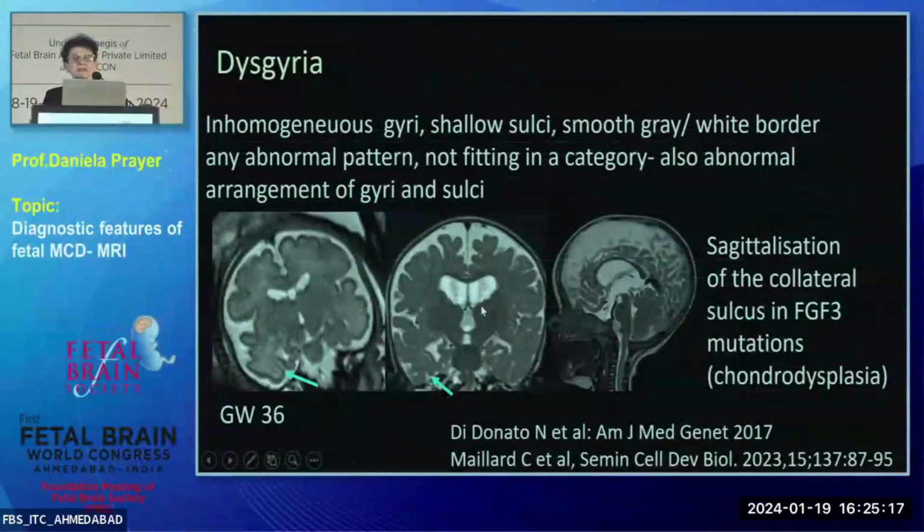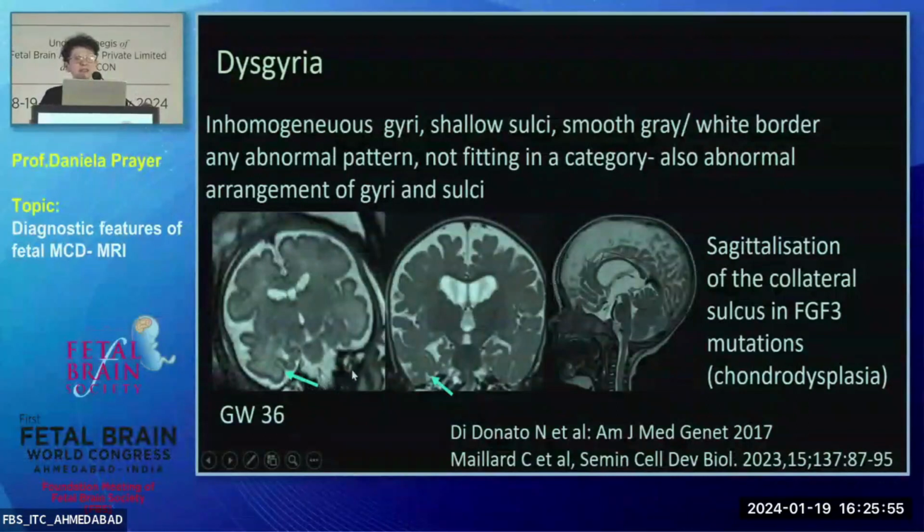However, sometimes it's not so easy because you get these fetuses late in pregnancy. And the brain looks almost normal, but if you look here, there is a sagittalization of the parahippocampal sulcus, and also postnatally. And in FGF3 mutations, there can also be just a chondrodysplasia. You see the profile of this child. And sometimes the only prenatal sign is this sagittalization of the sulcus. We call that a focal dysgyria.